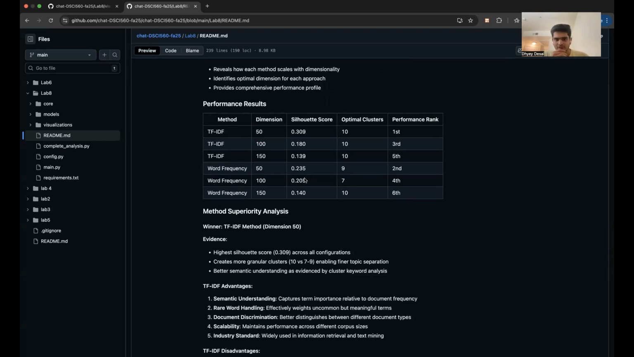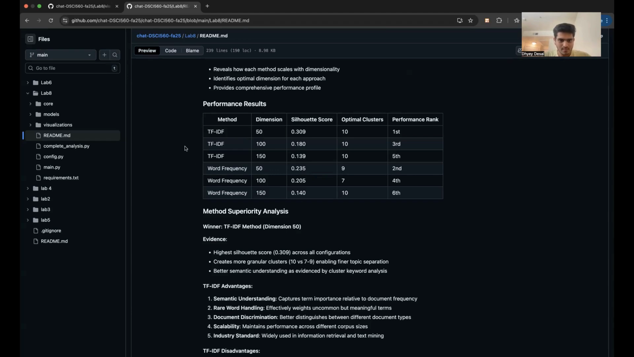Now moving to the second method, which is word frequency. Word frequency creates normalized frequency vectors where each dimension represents the proportion of words from a specific vocabulary bin. It's simpler, but treats all words equally regardless of semantic importance. Word frequency achieves its best performance at dimension 50 with a score of 0.235. It creates fewer, broader clusters, typically 7 to 9, with less distinct topic separation.